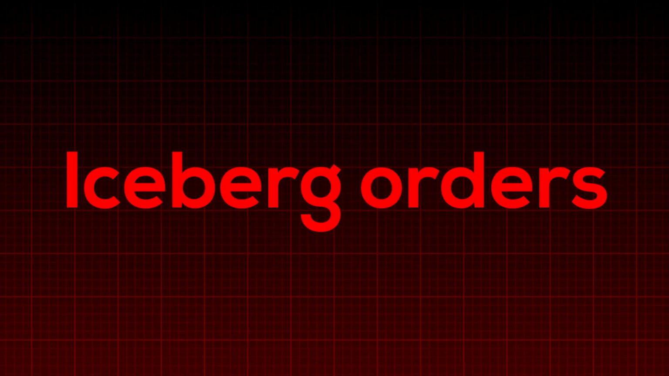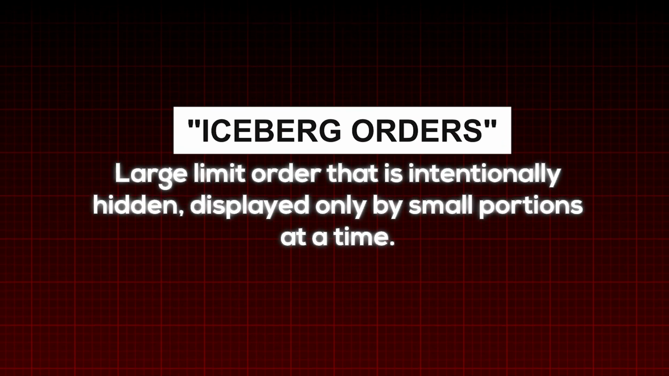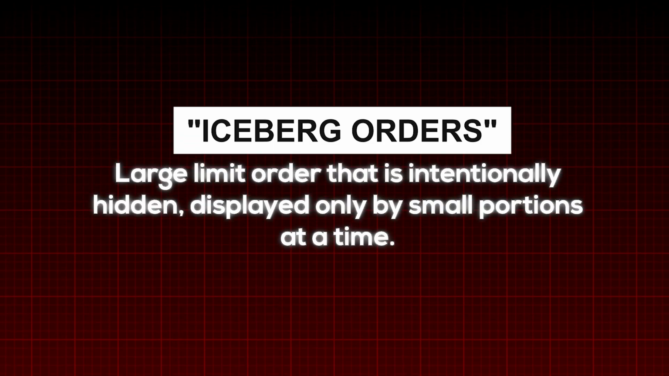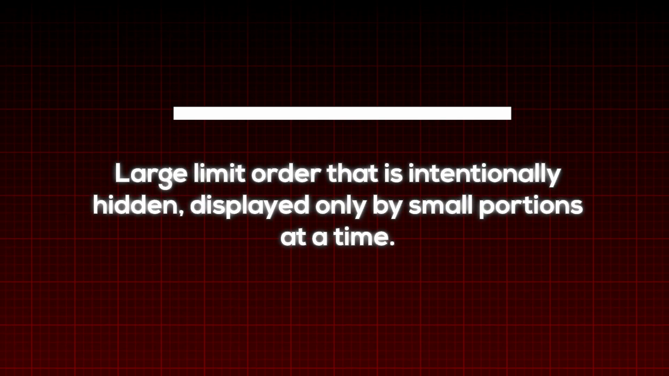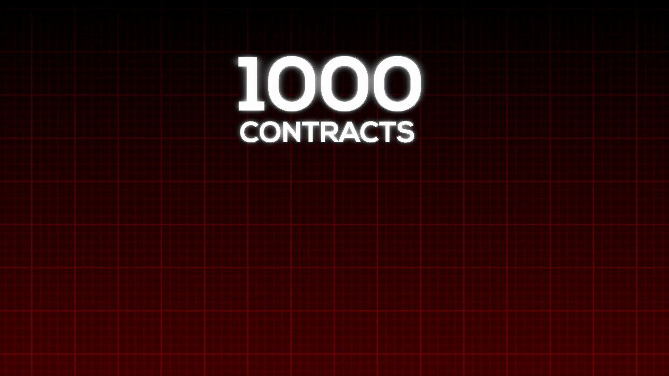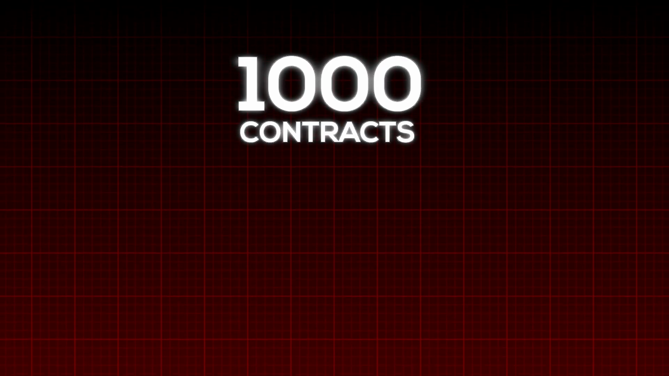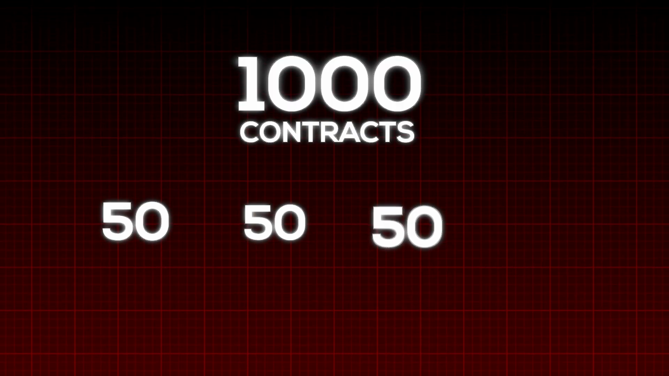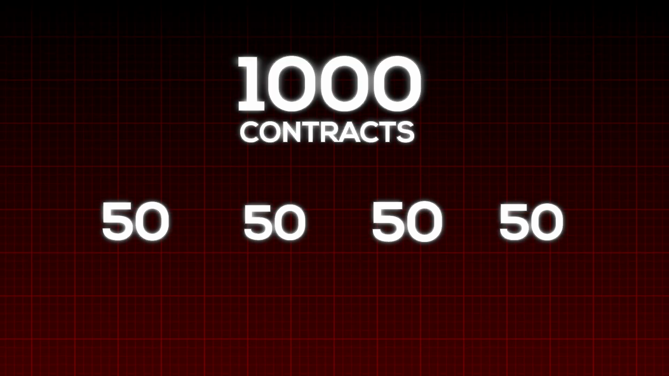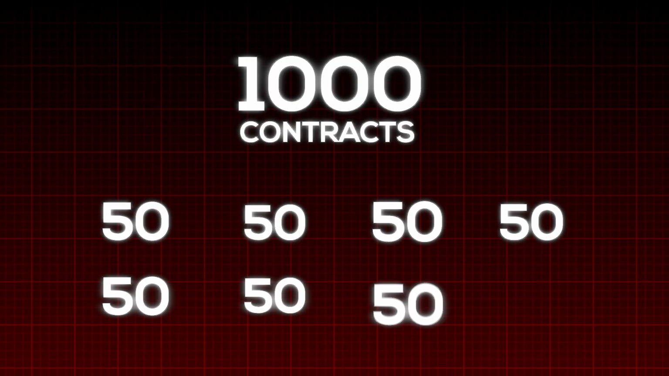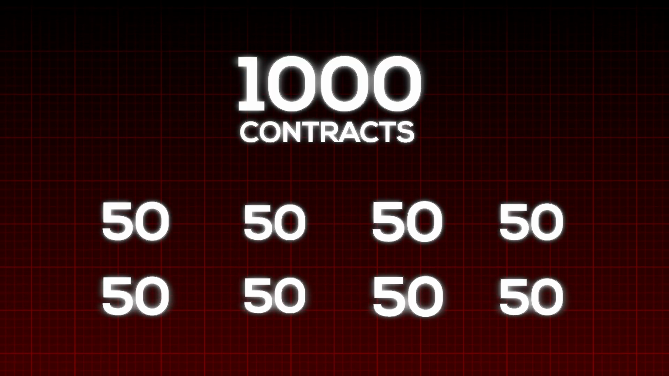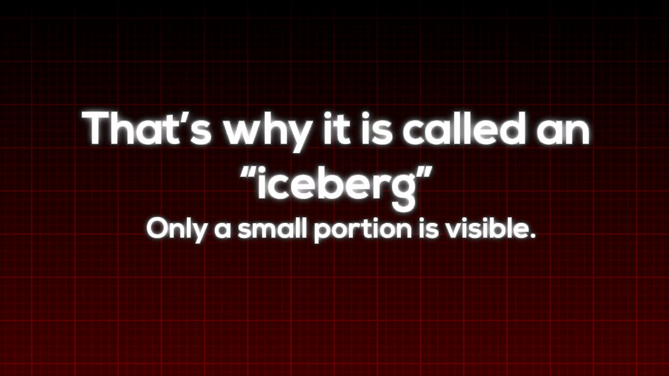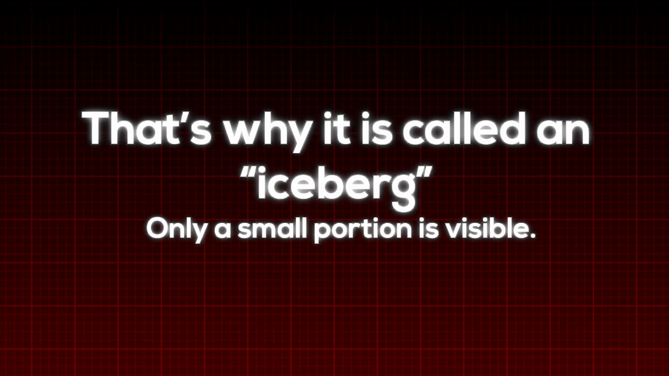Now let's talk about iceberg orders. An iceberg order is a large limit order that is intentionally hidden. In most exchanges, traders can choose to display only a portion of their total order size. For example, a participant might want to buy 1,000 contracts, but instead of showing the entire size in the order book, they only display 50 contracts at a time. Once those 50 contracts are filled, another 50 automatically appear at the same price. This process repeats until the full order is executed. That's why it's called an iceberg. Only a small portion is visible. The majority remains hidden beneath the surface.